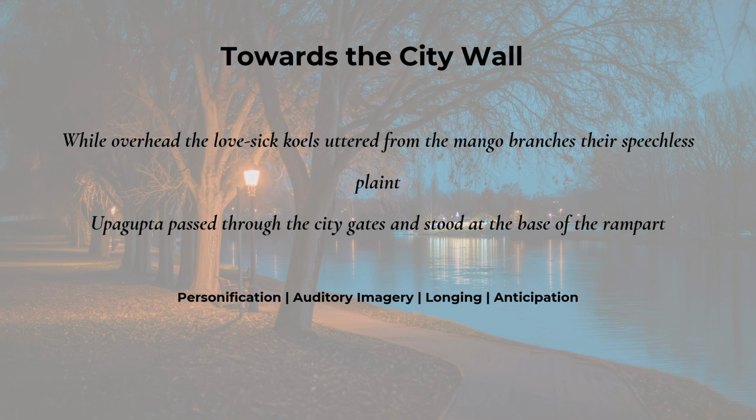Vasavadatta, later found outside the wall, has been rejected by the society. So, an exam ready interpretation would be: Upagupta's movement through the city gates towards the rampart symbolizes a transition from the world of social celebration to the reality of human suffering. The repeated setting near the city wall creates structural symmetry and highlights the changing fate of Vasavadatta.